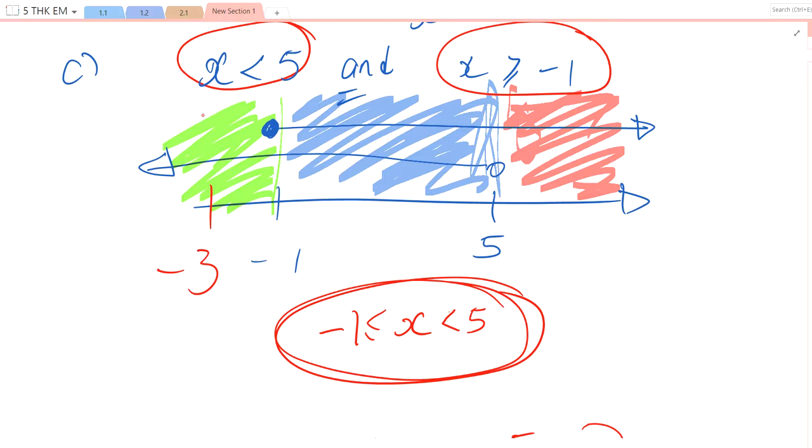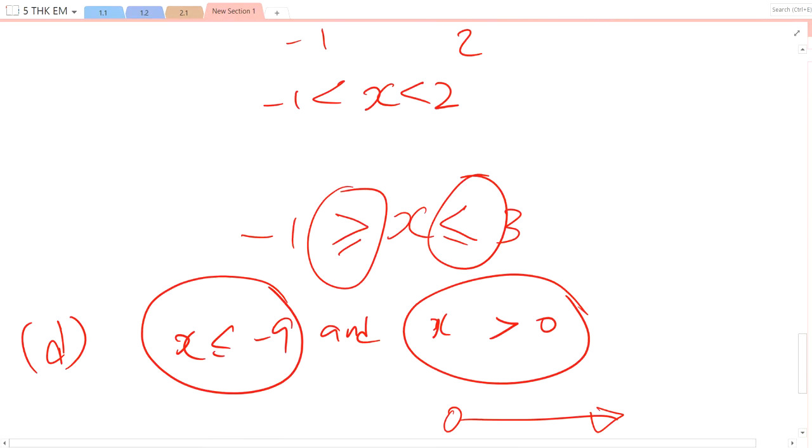Okay? Your turn to try. Let's try it 6, question B and D. Try it 6, B and D.